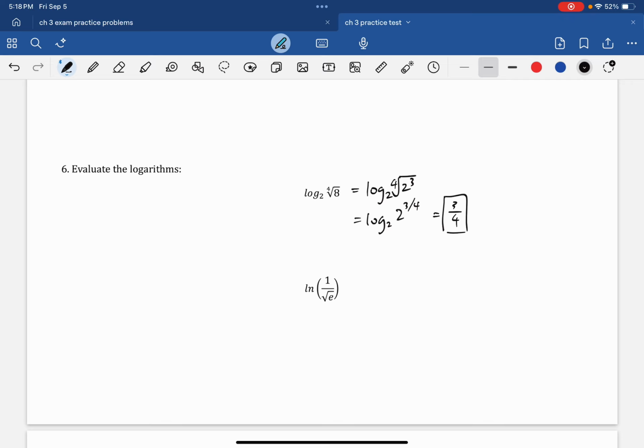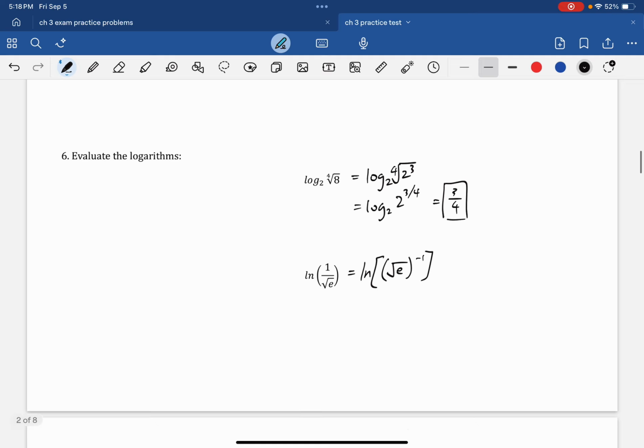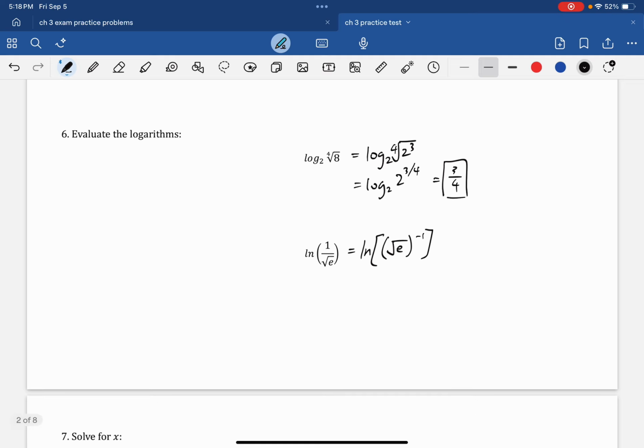Second question, ln of 1 over square root of e. Well, this is just ln of square root of e to the negative 1 power, right? Because reciprocals are just powers of negative 1, and the square root of e is just e to the 1/2 power. So this is ln of e to the negative 1/2, which is equal to negative 1/2.